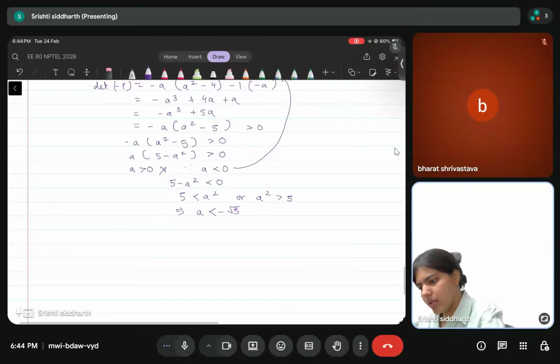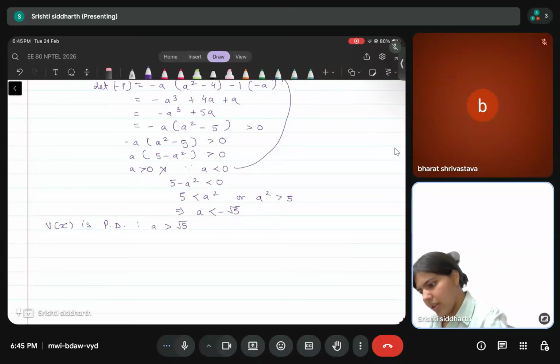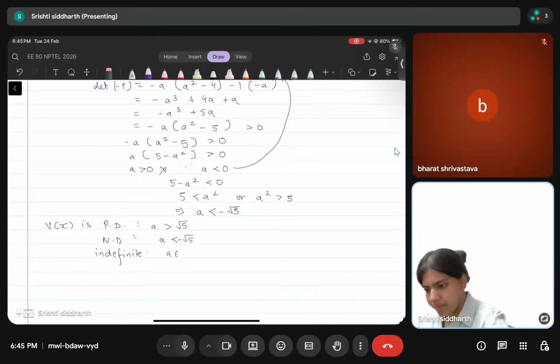So this means that Vx is positive definite for a greater than under root 5, negative definite for a less than minus under root 5, and indefinite in this interval.